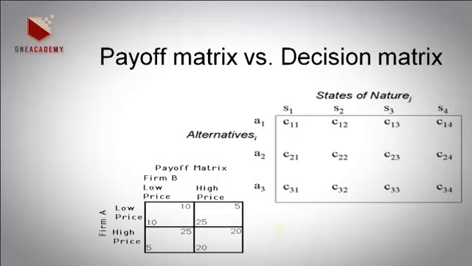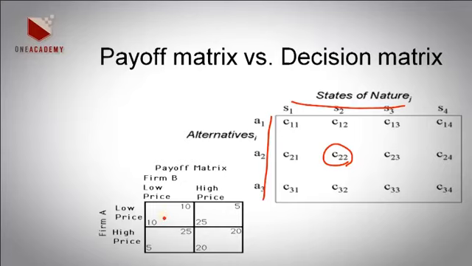Before continuing, we must review what is the difference between a payoff matrix and a decision matrix. A decision matrix is something that we already know from the normative reasoning decision approach. It basically consists of alternatives of the decision maker and the states of nature, which are not controllable by the decision maker, and each combination of these has one single outcome, and this is the outcome for the decision maker.